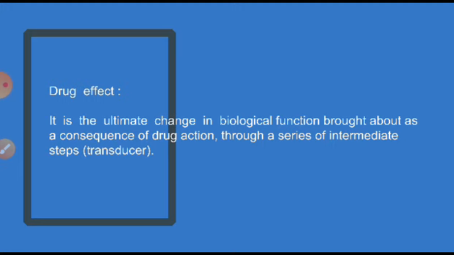Already in part 1 you have seen the drug action. So by that drug action, whatever final biological change happened because of the drug is called the drug effect, right? And this happens through a series of intermediate steps. It's not like one drug and one effect. There's a chain of events happening, and by that you will get a drug effect. So to know that drug effect, you have to understand the concept of receptors first.